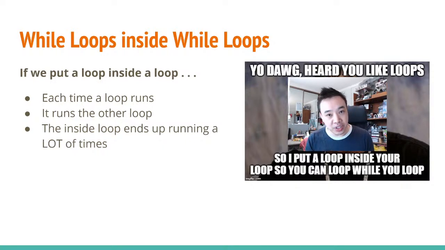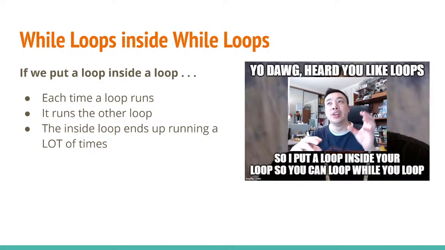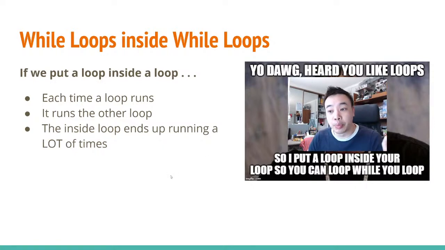So if I have a loop that runs 10 times, and I put a loop inside that loop that runs 10 times, the inner loop is going to end up running 100 times, because the outer loop ran 10 times, and then the code that's inside the inner loop will end up running 100 times. And we actually use this for a whole bunch of stuff in programming. It's reasonably common to put loops inside loops for different things.